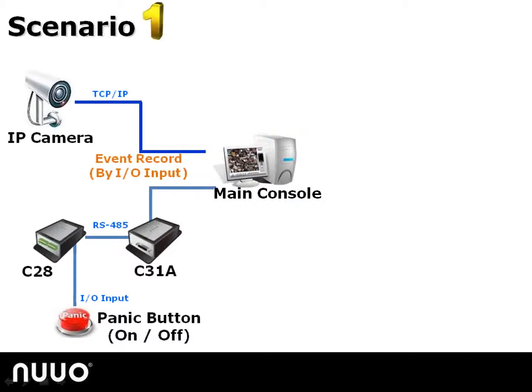Okay, here are the scenarios, and we will use Mainconsole version 5.0 as the solution to demo. The first scenario is to record by I/O input. When the user presses the panic button, the Mainconsole will receive the signal and start the mode of always recording.